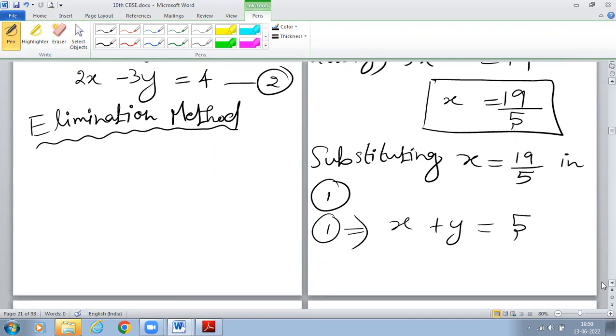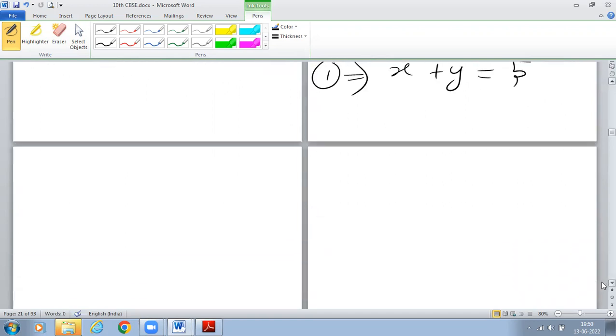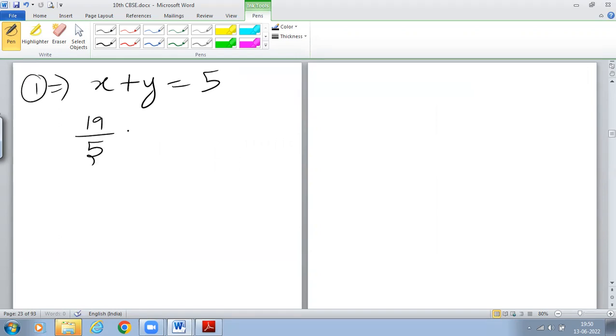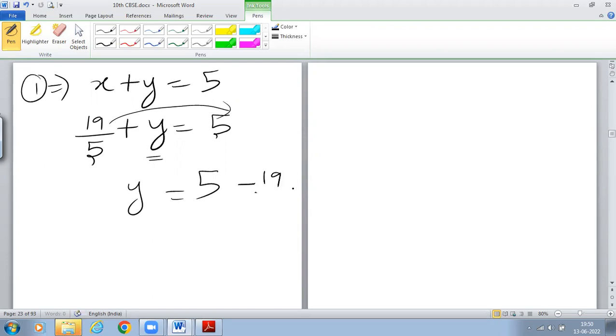Now in this equation, we have to substitute. So I will take a new page. Again I'll write it over here. We got equation number 1: x plus y is equal to 5. Now we have to replace the value of x here. We got the value of x as 19 by 5. Am I right? It's 19 by 5 plus y is equal to 5. Now we have to find the value of y, right? So this plus 19 by 5 is taken to the right hand side. Now 5 is already there. This plus 19 by 5, when taken to the opposite side, becomes minus 19 by 5.